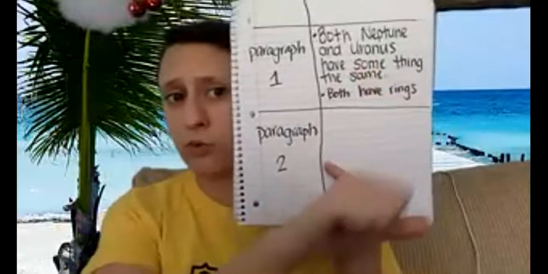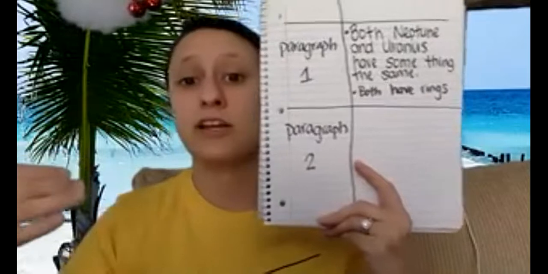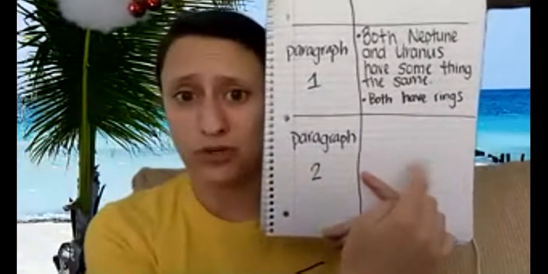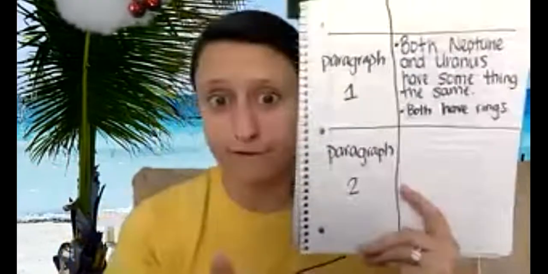So look at paragraph 1. We said that they both, Neptune and Uranus, have some things that are the same. But what was paragraph 2 about? Paragraph 2 is about how they have things that are different. So let's put that in our notes. Paragraph 2. Both planets have things that are different.